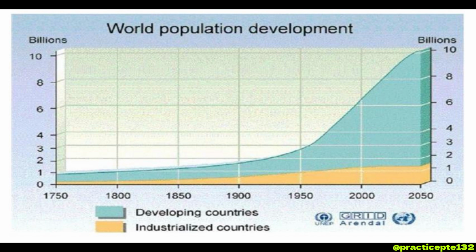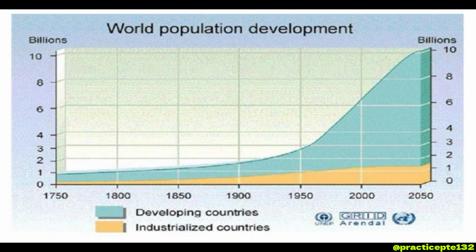The following graph gives information about world population development from 1750 to 2050 in developing and industrialized countries. From the graph we can see that the population in developing countries has remained stable in 1 billion from 1750 to 1900. After that it witnessed a dramatic increase to 10 billion until 2050.